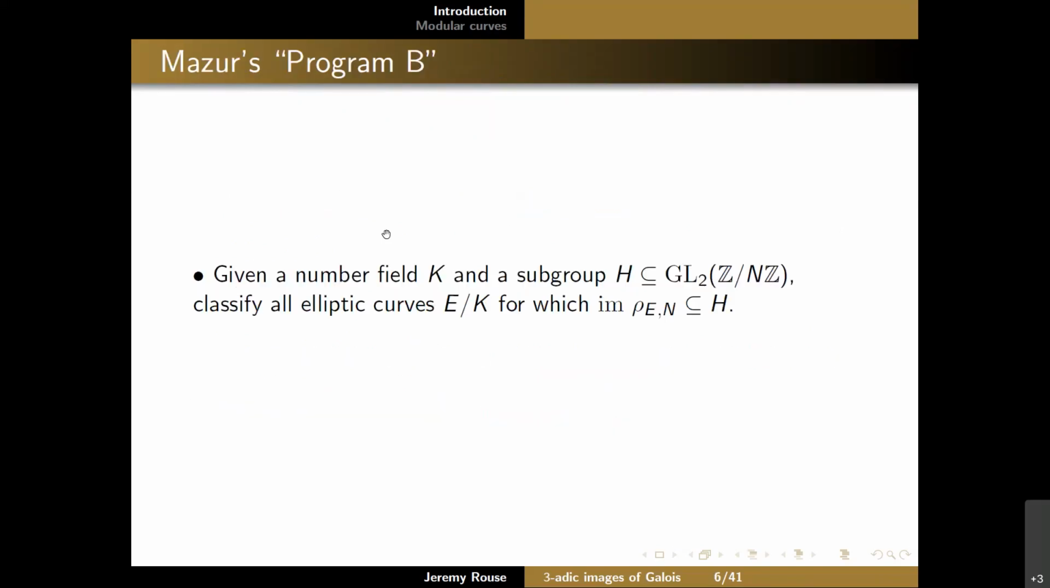Mazur's Program B is, given a number field K and a subgroup H of GL2(Z/nZ), to classify all the elliptic curves E over K for which the image of rho_{E,n} is contained in H. This is a problem that a lot of people have been interested in for a while now.